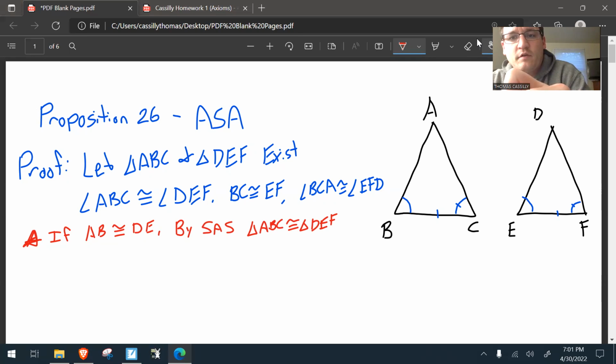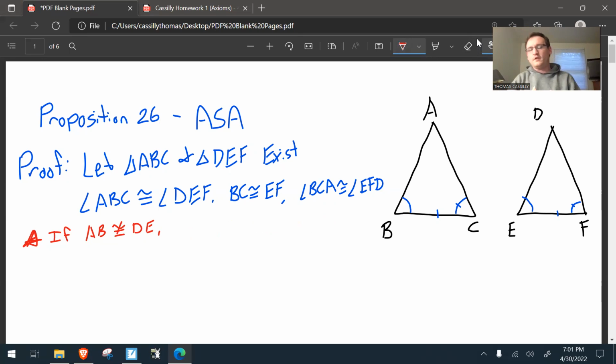So let's go ahead and assume that they're not equal. I'm going to erase all of this, and we're going to put a slash through our congruent sign. Now let's assume that they are not congruent. Without loss of generality, let AB be greater than DE. What that means is I could say AB is less than DE, and we're going to have a similar proof, except we're going to use DE instead of AB.